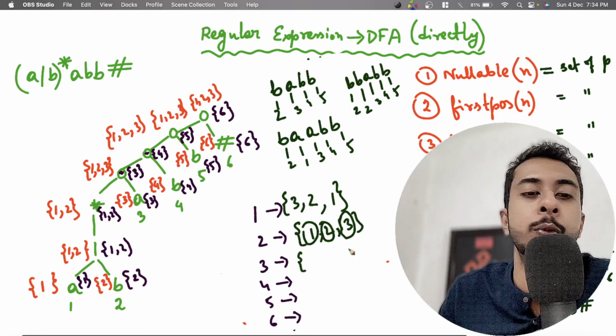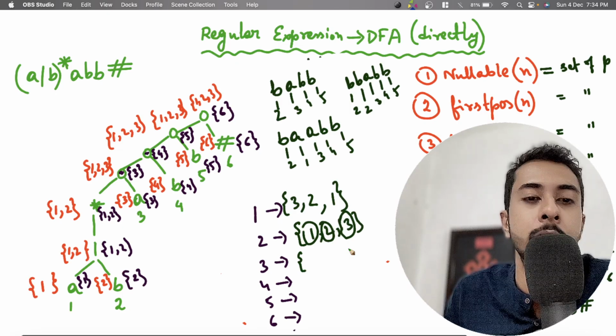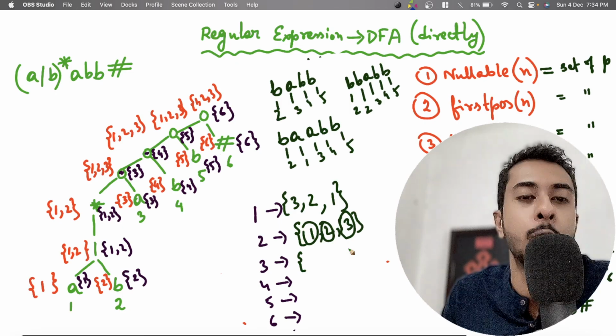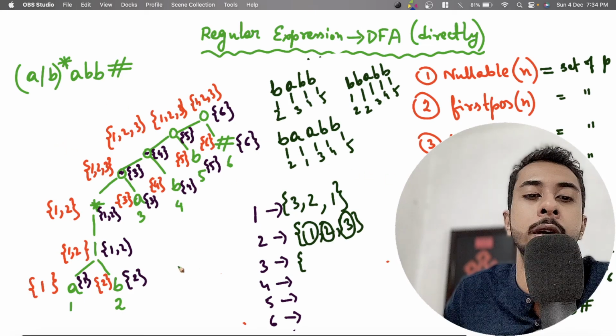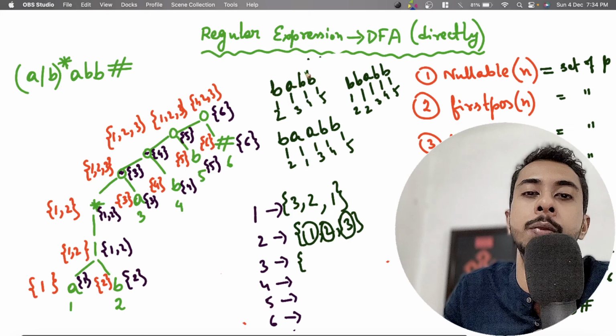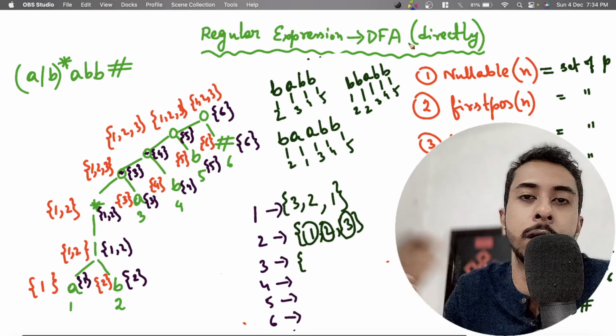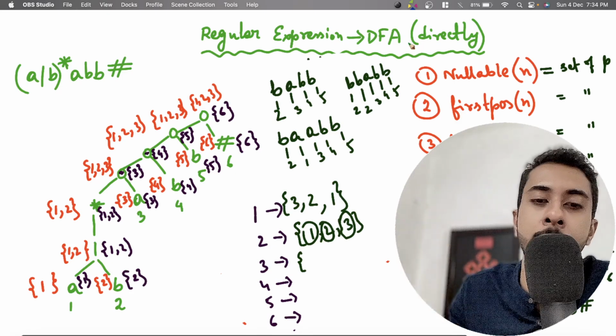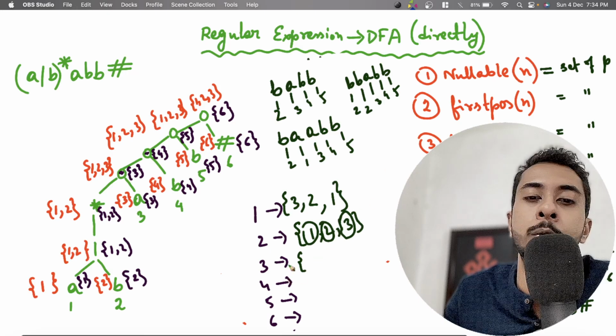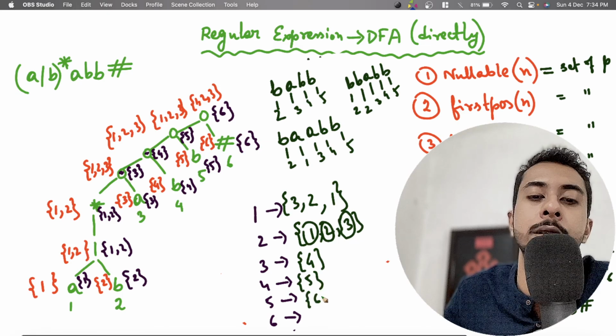For 3, what is possible? So you can see for 3, the Followpos can be, I think it is 4, right? Because if you take an example, from here also you can see for every string, this A is being followed by B, right? And this B is coming from 4 always. It is not possible that you can have other values because it is concatenation node, right? So the Followpos of 3 will be 4 always. The Followpos of 4 will always be 5. The Followpos of 5 will be always 6.